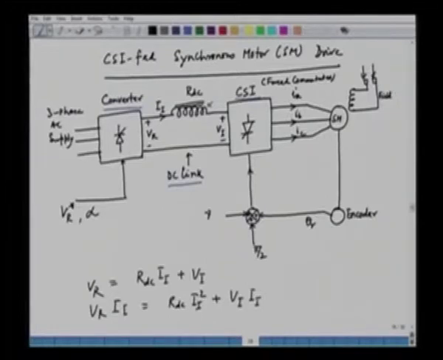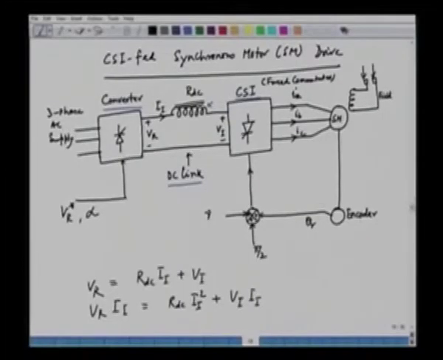The synchronous machine, when it is self-controlled, requires a position sensor. The rotor position sensor is essential to determine the phase angle of the applied voltage, so that the rotor and the stator are always synchronized. So we can have an encoder here, and this encoder will be used for finding theta r. Theta r is the angle of the field or the rotor with respect to the stationary phase A axis, and this rotor angle can be used to determine the phase of the applied currents, that is IA, IB and IC.